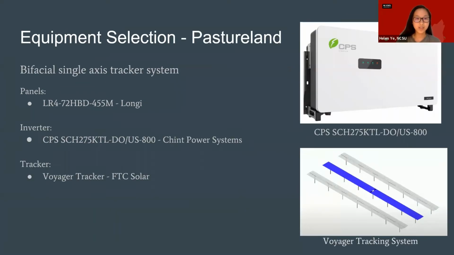For inverters, we decided to use a central inverter as opposed to string inverters due to the size of the system as well as cost. For our tracker system, since we are using bifacial panels, it's important that our tracker is compatible with these types of panels. Additionally, we took into consideration the criteria of an agrivoltaic system and wanted a tracking system that would not be tampered with or in the way of grazing animals. Our final solar panels are from Lockheed, our central inverter is from CPS, and our tracking system is the Voyager tracker by FTC Solar.